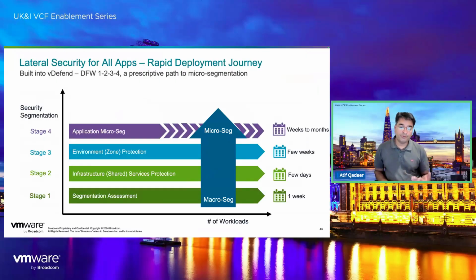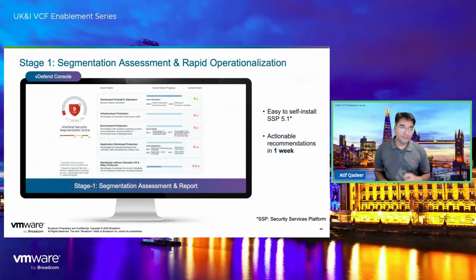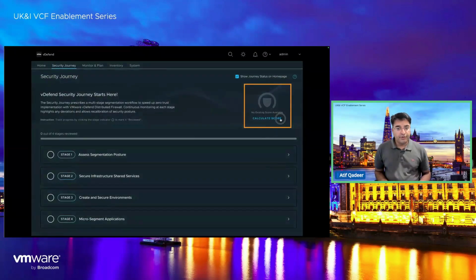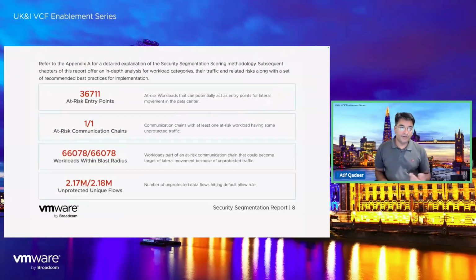So from macro to micro segmentation is the view. You start with the segmentation journey. It gives you an immediate view of where you are with your security. In this particular illustration, there is a very low score, and ideally we want customers to be in the green zone of the RAG status you see. Here we will calculate the score, and it will give you where you are, and we can generate a report.